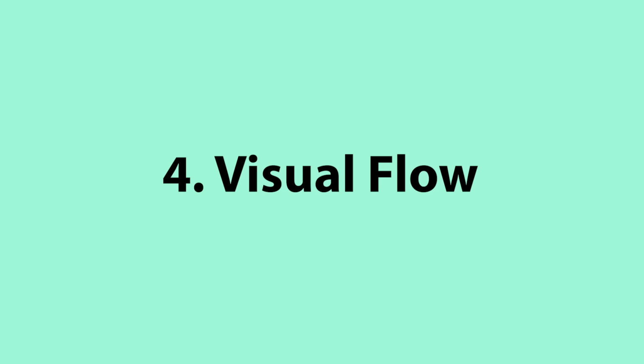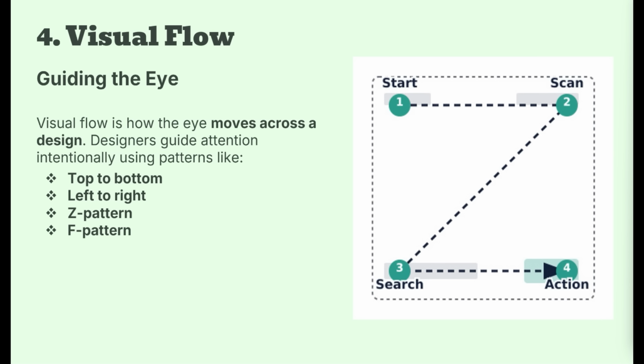Principle number four is visual flow. Visual flow can also be called guiding lines. Visual flow is how the eyes move across a design. Designers guide attention intentionally using patterns like top to bottom, left to right, the Z pattern, or even the F pattern.